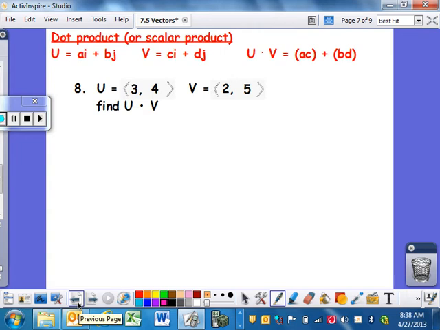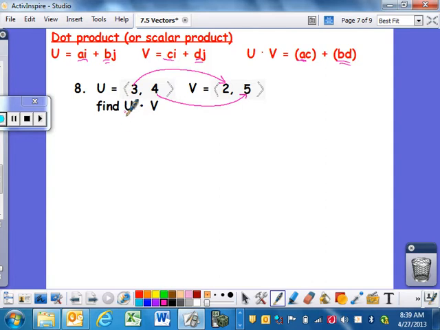The dot product is literally just taking your x components, or your i vectors, and multiplying them together. That's the a times the c that you see right here. And then you add that to the y components, or your j vectors, multiplied together, and that's the b times the d. And then you're going to end up getting a physical number here. It's not going to be a vector, it's going to be literally a number.